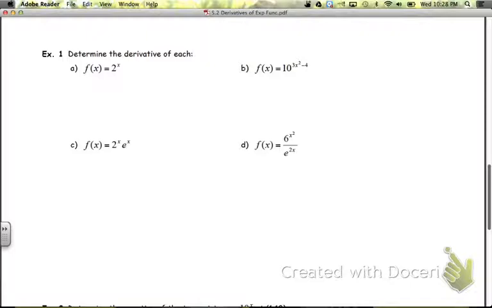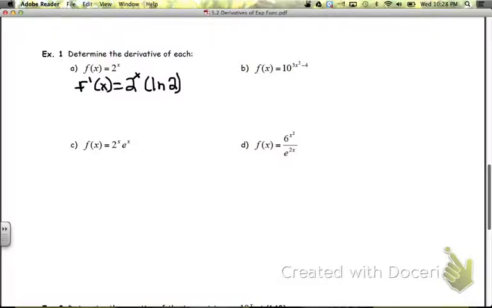So the best way to really understand how to take the derivative of an exponential function in the form y equals b to the power of x is to actually do some examples. So our first example here is f of x equals 2 to the power of x. So our b here is 2, and then our exponent is x. So by our rule, f prime of x is equal to 2 to the power of x times ln 2. And that's all we need to do.